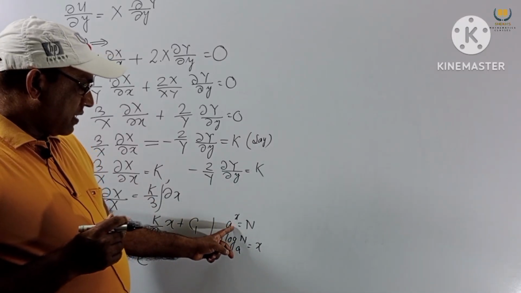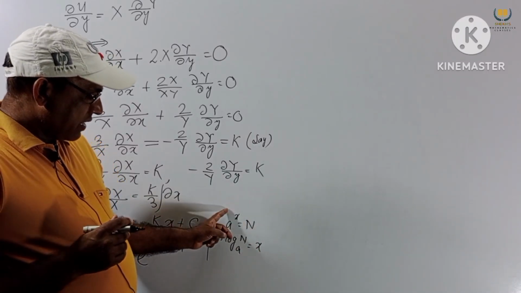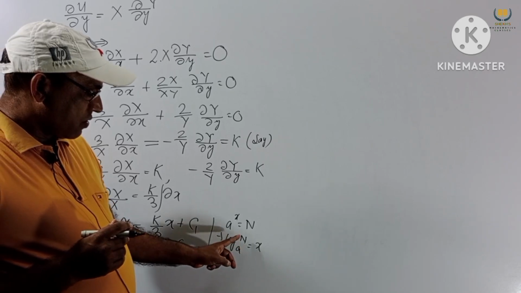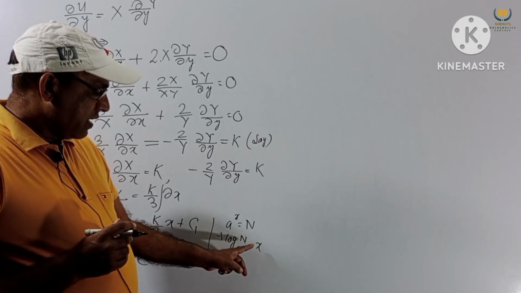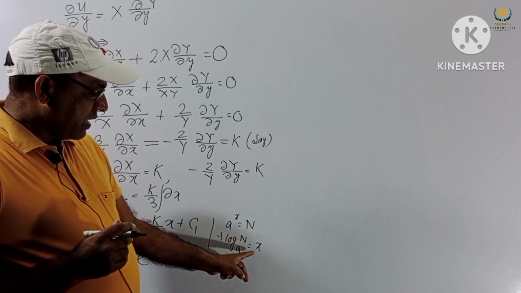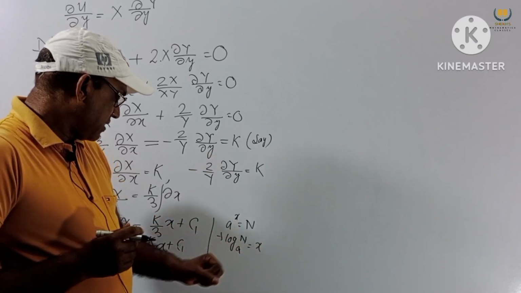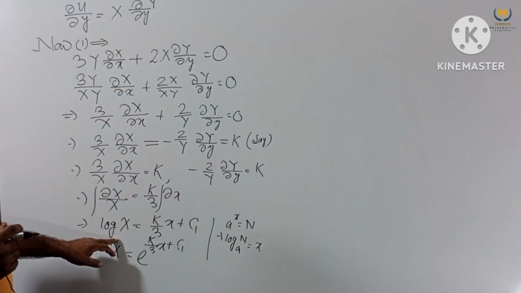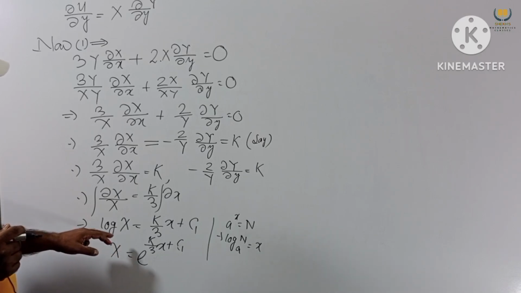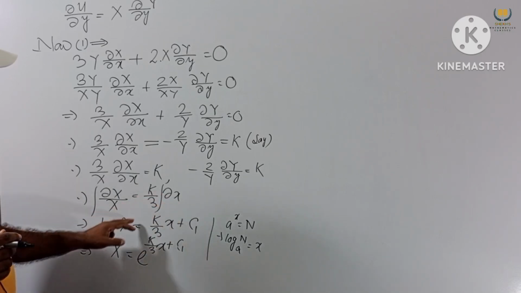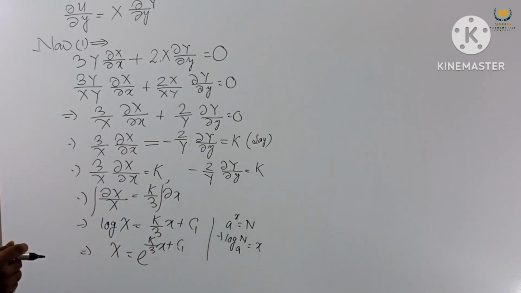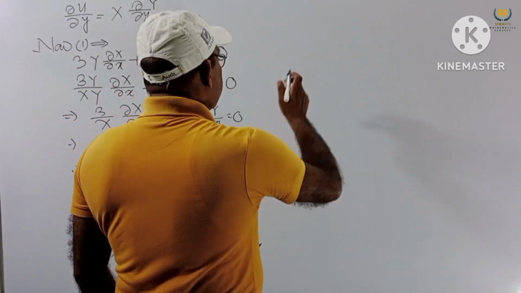If we take log, then x becomes, here n is the power of a. So log n base a equals x. Again, log n base a equals x. If we remove log, x becomes n. Here the base is e. Then if we remove log, x equals e to the power of this. We get this one.